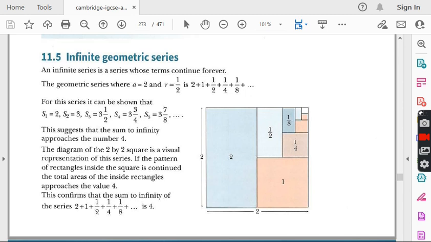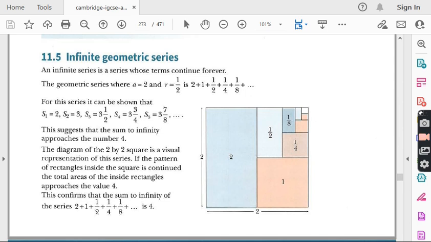Students, in the last lecture we finished exercise 11.4. The topic of that exercise was geometric sequence, a sequence whose ratio is the same. Today we are going to start exercise 11.5 and the topic is infinite geometric series. The series is geometric just like in exercise 11.4, but it is infinite. Infinite series means we know the first term of the series, but we don't know the last term of the series.